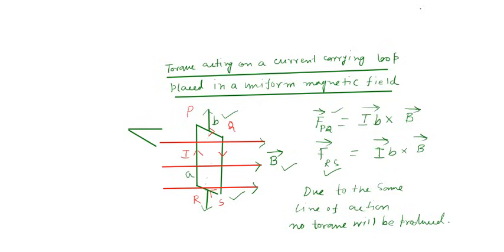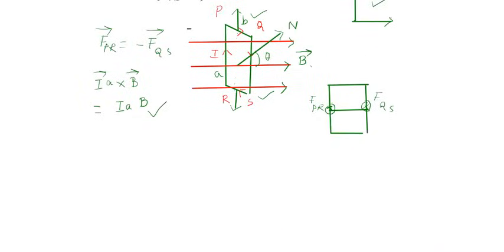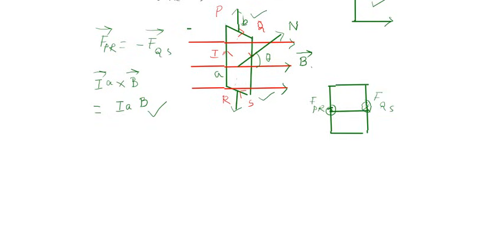But the sides PR and QS will actually produce torque, because though the forces on them act opposite to each other and have the same magnitude, the distance between their lines of action will vary as the loop rotates. Because you can see, if you go to the next page, these two forces, FPR and FQS, will try to rotate this loop clockwise always, because they are acting in this direction.